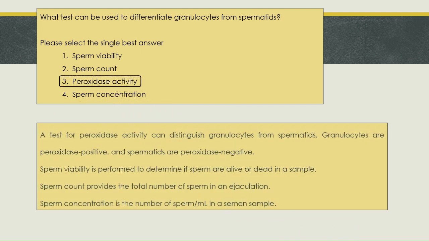The correct answer: a test for peroxidase activity can distinguish granulocytes from spermatids. Granulocytes are peroxidase positive, and spermatids are peroxidase negative. Sperm viability is performed to determine if sperm are alive or dead in a sample. Sperm count provides the total number of sperm in an ejaculation. Sperm concentration is the number of sperm per ml in a semen sample.